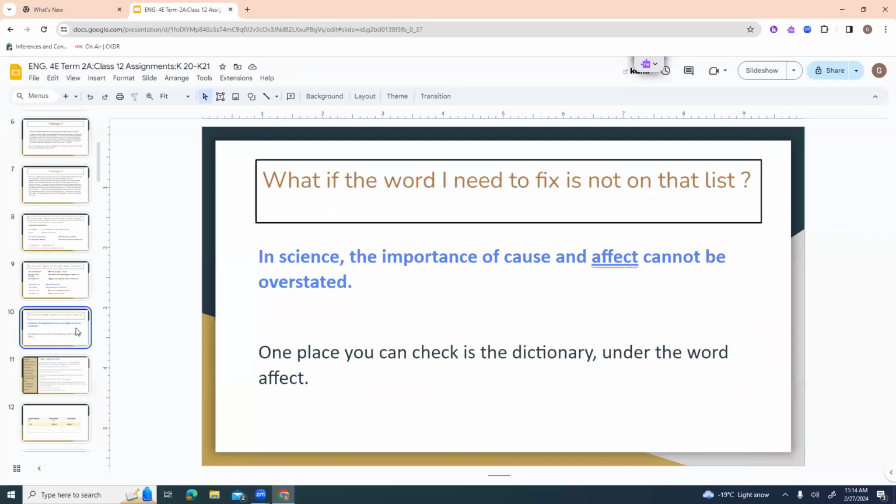those passages. Now, what if the word you need to fix is not on that list? Because I'm sure not every single mistake is going to be one of those, okay? So here's an example. In science, the importance of cause and effect cannot be overstated. So affect. I don't think that's right. What can I do? Well, one place you can check is the dictionary. I can go to the word affect and see what it means and see if I've used it correctly.